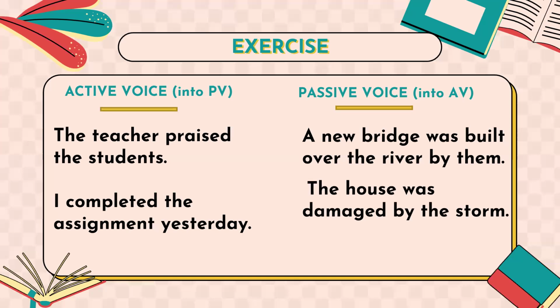Now, here I have given you two exercises where you have to change the active voice on the left side. The teacher praised the students. I completed the assignment yesterday. These are the two sentences which you have to change into passive voice. The next ones: a new bridge was built over the river by them. The house was damaged by the storm. These are the passive voice sentences, and you must convert them into active voice.